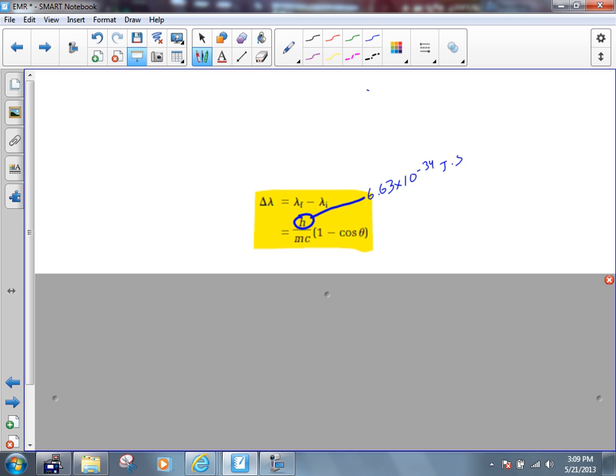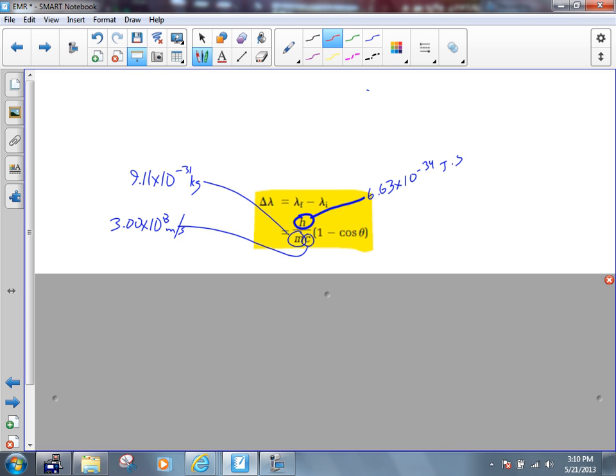M, well, that's a mass, right? Photons don't have any mass, so we must be talking about the mass of the electron, 9.11 times 10 to the minus 31 kilograms. C is the speed of light, 3.00 times 10 to the 8 meters per second. Those three variables are always going to be the same in this equation. The only thing that actually changes in this equation is theta.